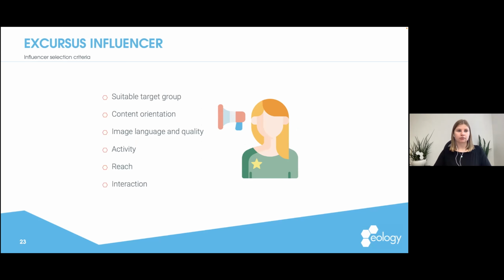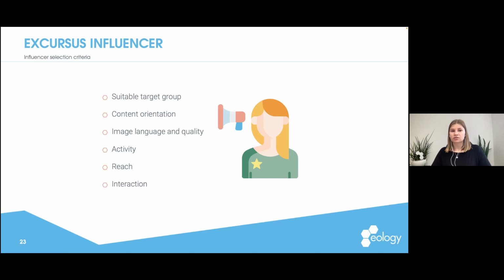So how do you select an influencer? First of all, of course, you need the suitable target group. If the target group of your project needs to be teenagers, and your influencer only reaches business people and companies, that's not the right way. You need to find an influencer who attracts and has a target group of teenagers.